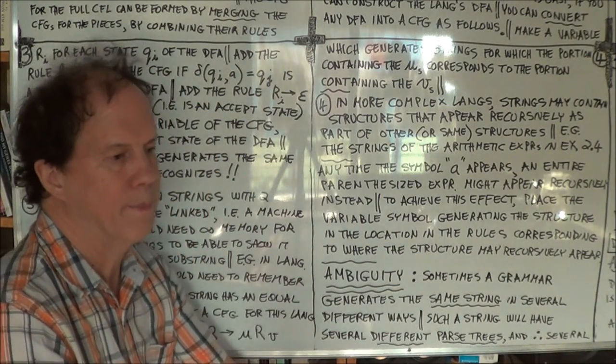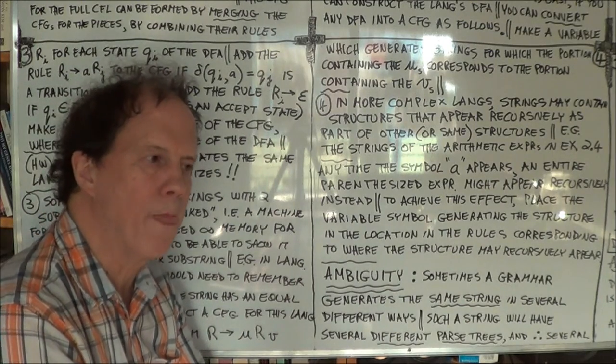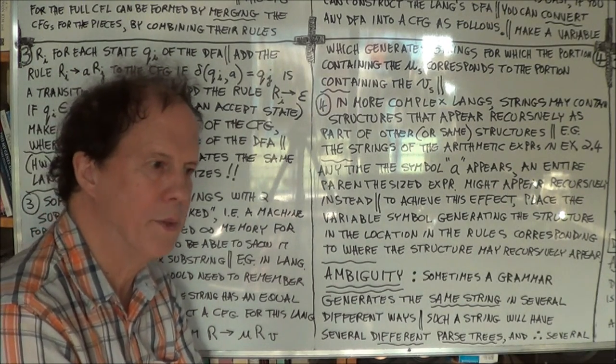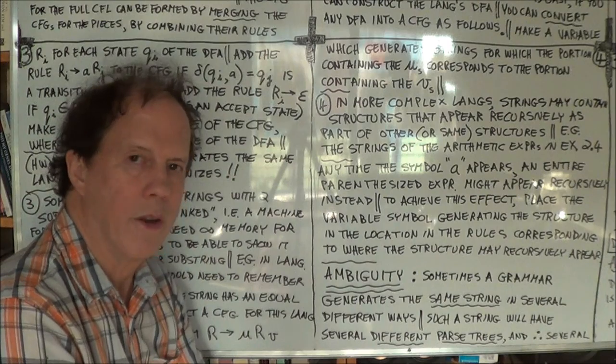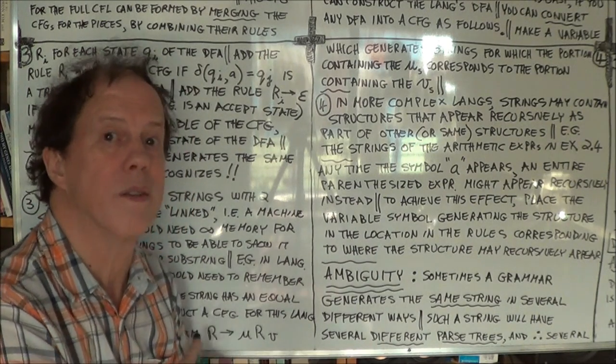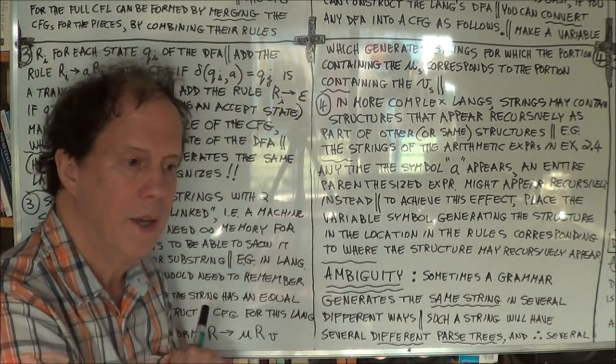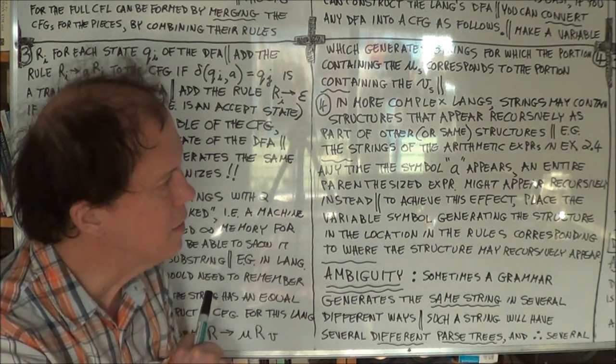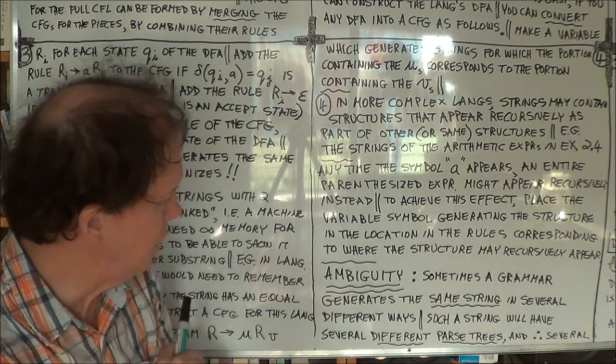Now, something that pops up quite a lot in grammars and the languages generated by grammars, in other words, the set of strings generated by grammars, is that you may get ambiguity.